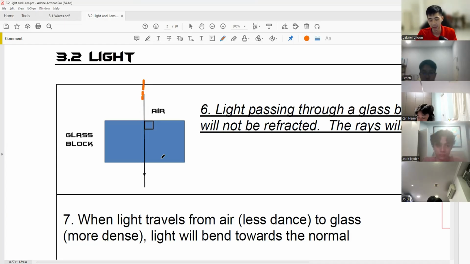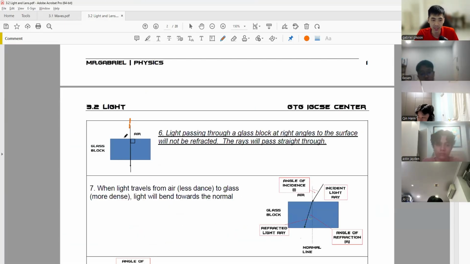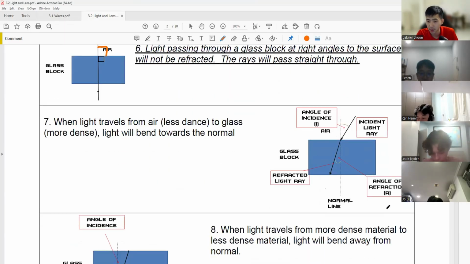You just take a basin and you shine a light through the water going 90 degrees downwards. You'll notice that the light does not bend. But any angle besides perpendicular to the surface, the light is going to bend. And here you need to remember whether the light will bend towards the normal or away from the normal. Anyways, let's draw a little bit, guys.